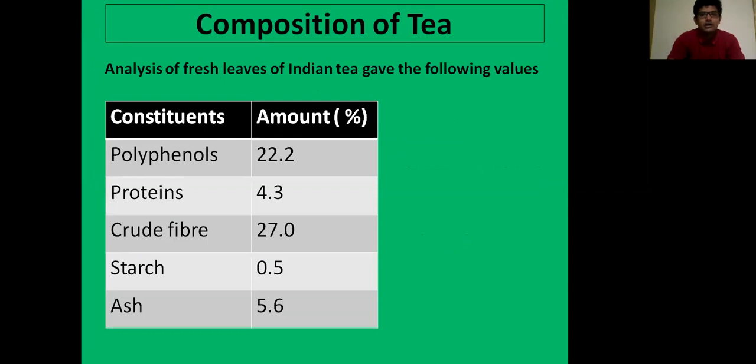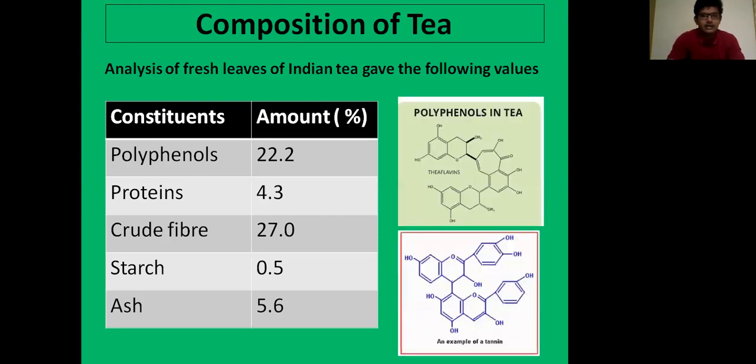So polyphenols contain nearly 22.2% in a tea, proteins 4.3%, crude fibers 27%, starch 0.5%, and ash 5.6%. These are the constituents of a tea. So here basically the main chemical constituent is a polyphenol, which is present at 22.2%.